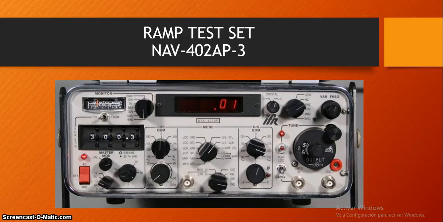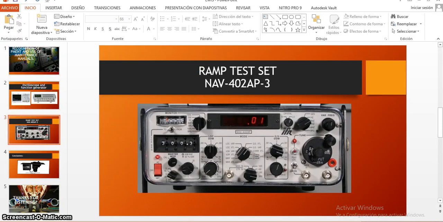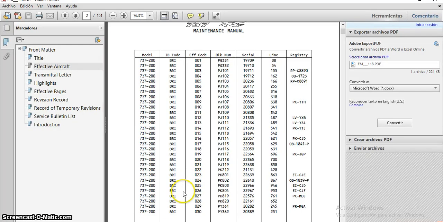Well, with respect to the use of the manuals, the familiarization with the manuals of the aircraft is a procedure. A revision was made of the general index of the design, which appears with the denomination FM. Well, in this part we have the model, the code, effectivity code, block number, serial line, and registry of the aircraft.